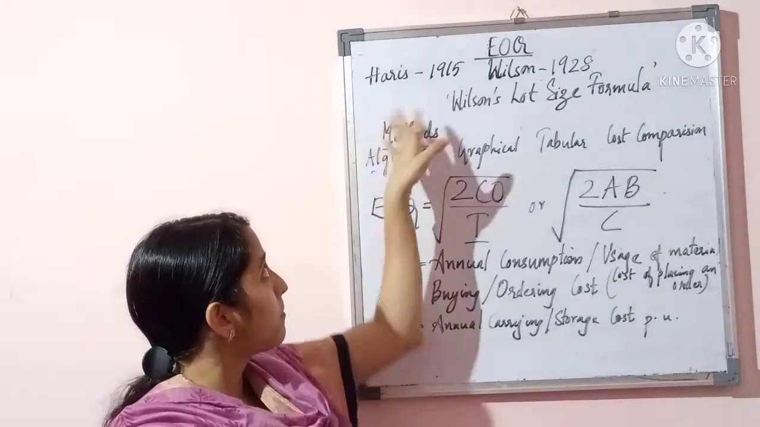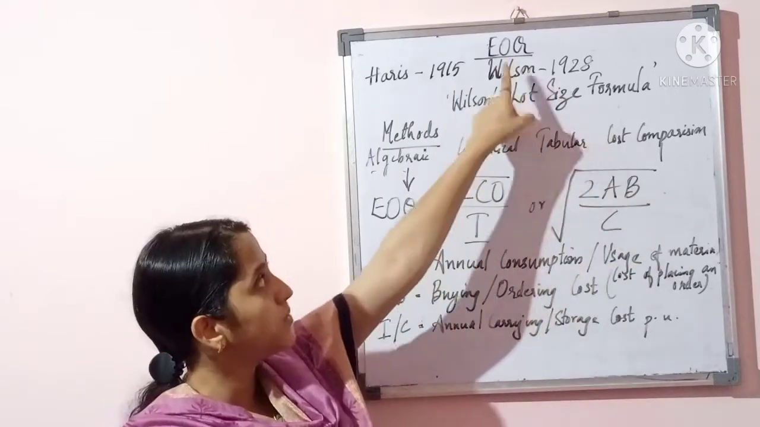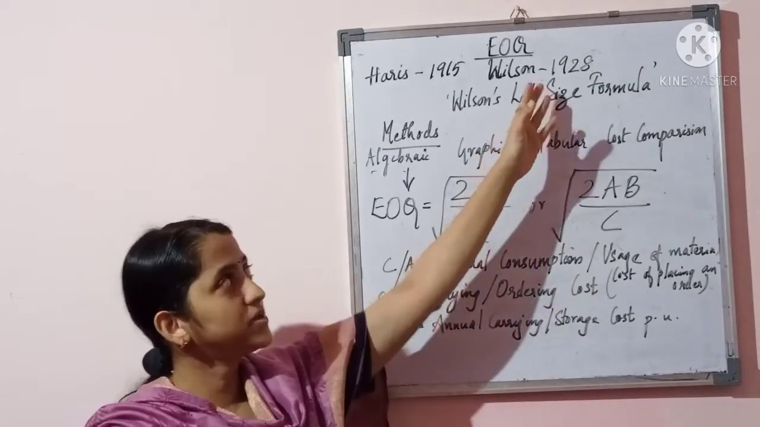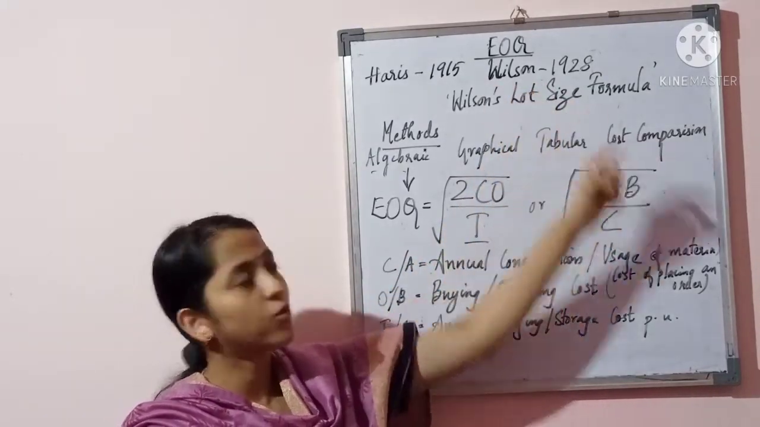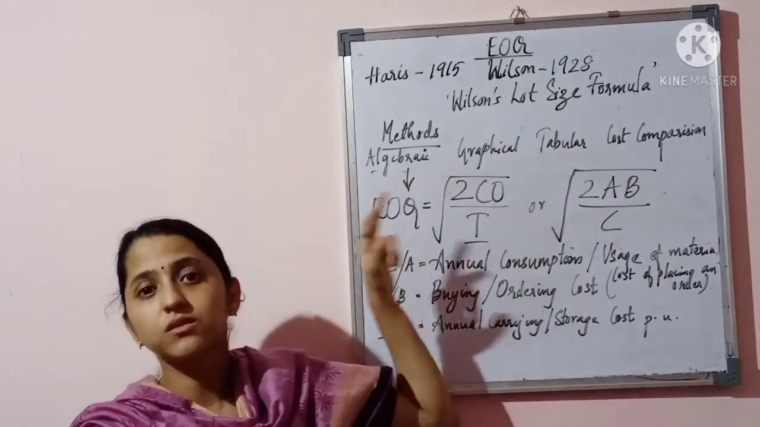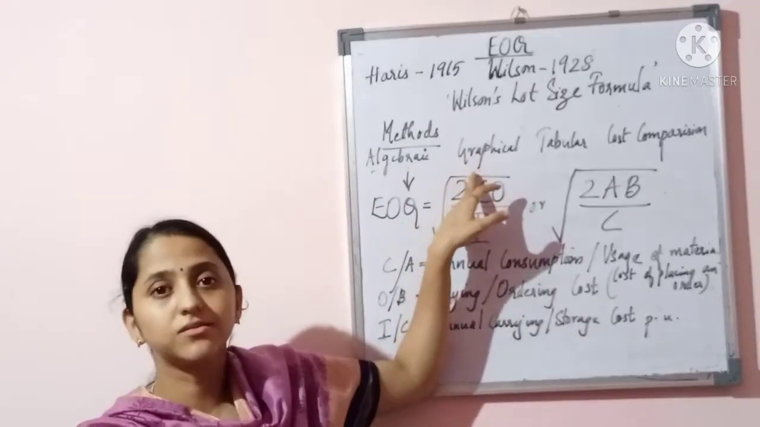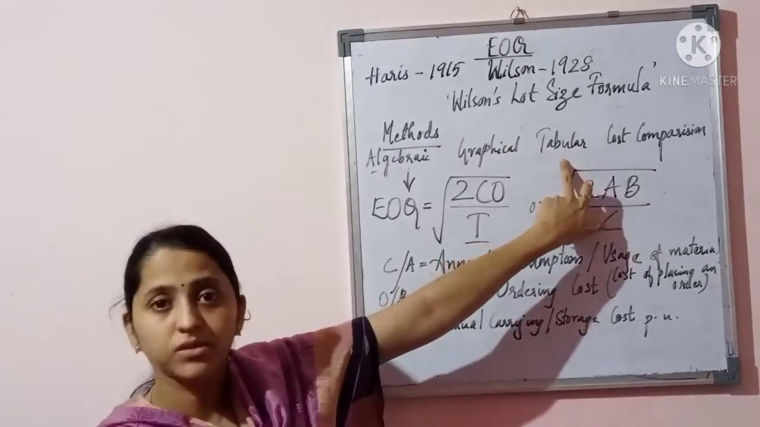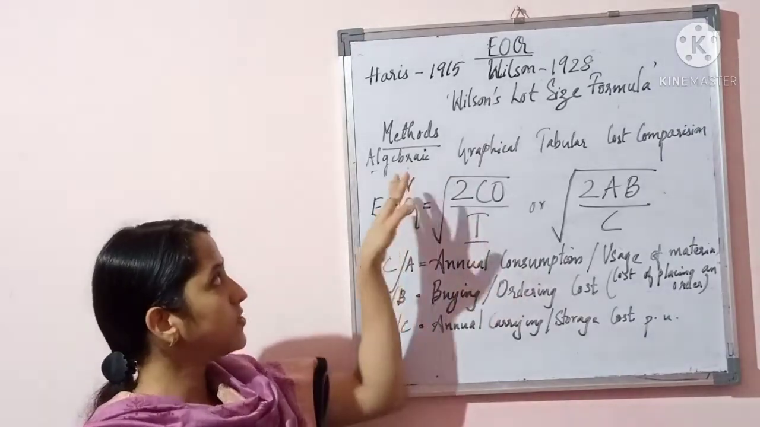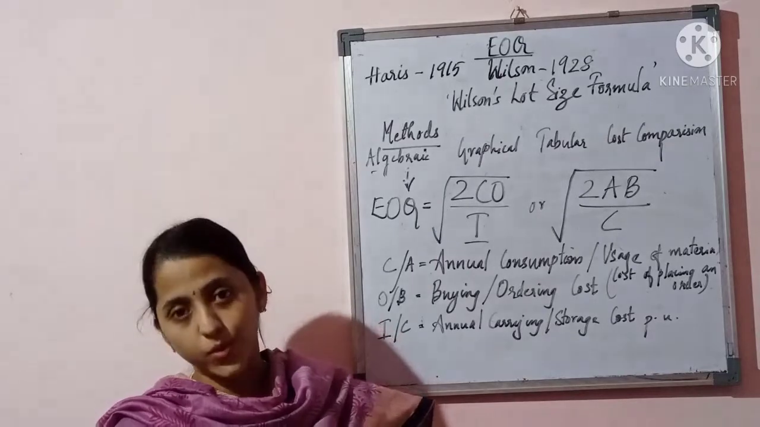EOQ was first propounded by Harris in 1915 and later on it was developed by Wilson in 1928, and so after that it is known as Wilson's lot size formula. Okay, then there are various methods for calculating EOQ. One is the algebraic method, second is graphical, then tabular method and cost comparison method. Among them, we have to discuss the algebraic method of calculating EOQ.